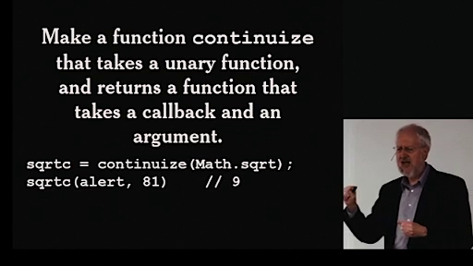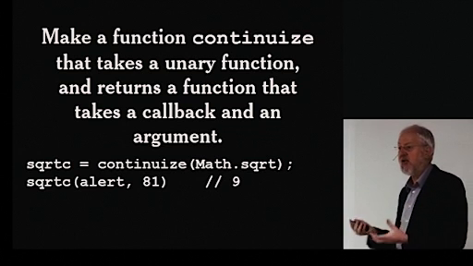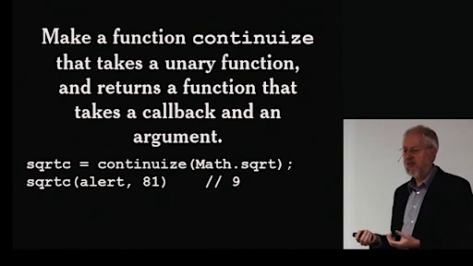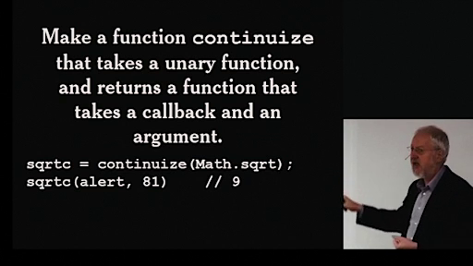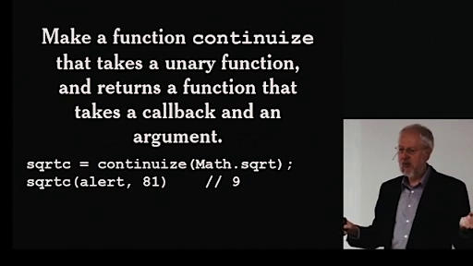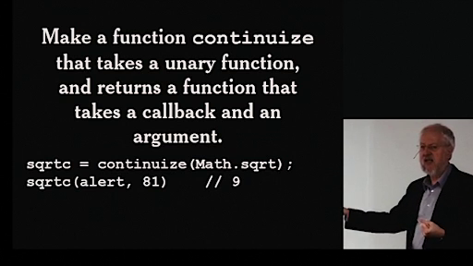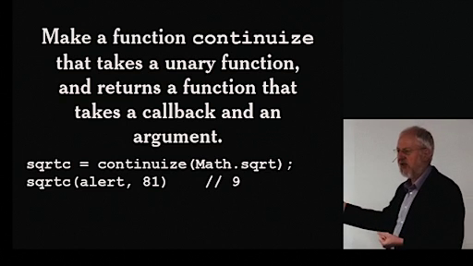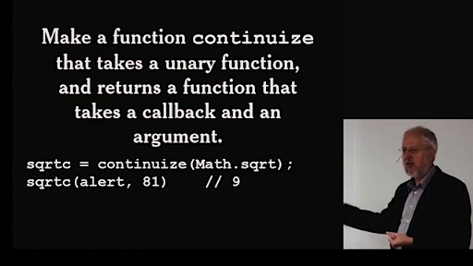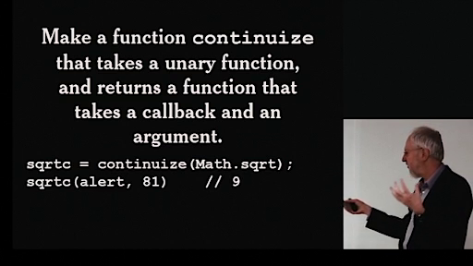So what it'll do is allow us to take any existing unary function and turn it into a function that will take a callback. So in this case, we're going to pass the square root function to continuewise. It will return the square root with a callback function. We will then call that function, passing in a function that will receive the result. In this case, I'm suggesting that it could be the alert function, which is something that lives in the browser, which will pop up a box and show you the answer.